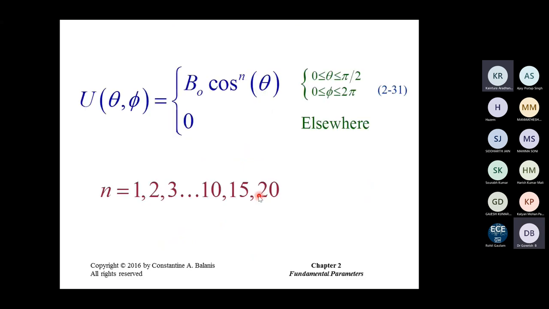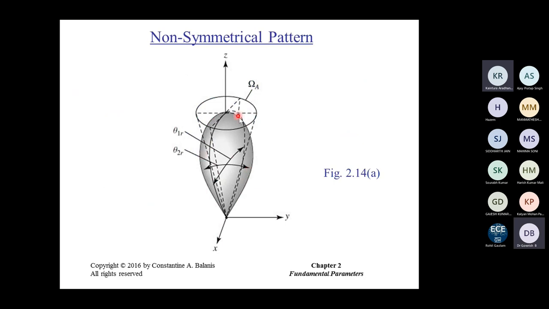Then we saw the mathematical representation of the directional antenna. So this represents a mathematical representation of the directional antenna. It's very important to note that this expression is valid up to theta equal to 90 degrees. Beyond theta equal to 90 degrees, it is zero elsewhere. So this is how a directional antenna looks.